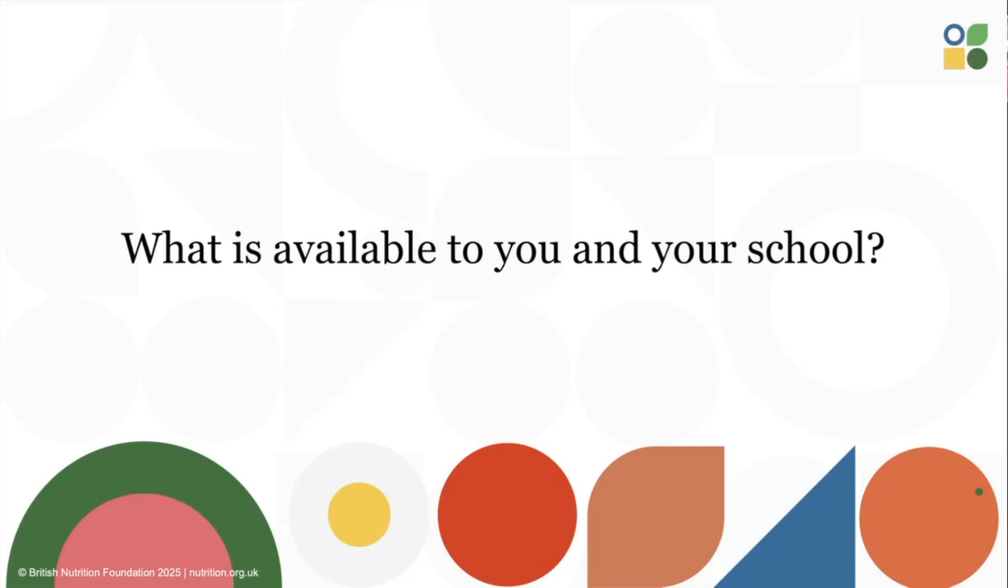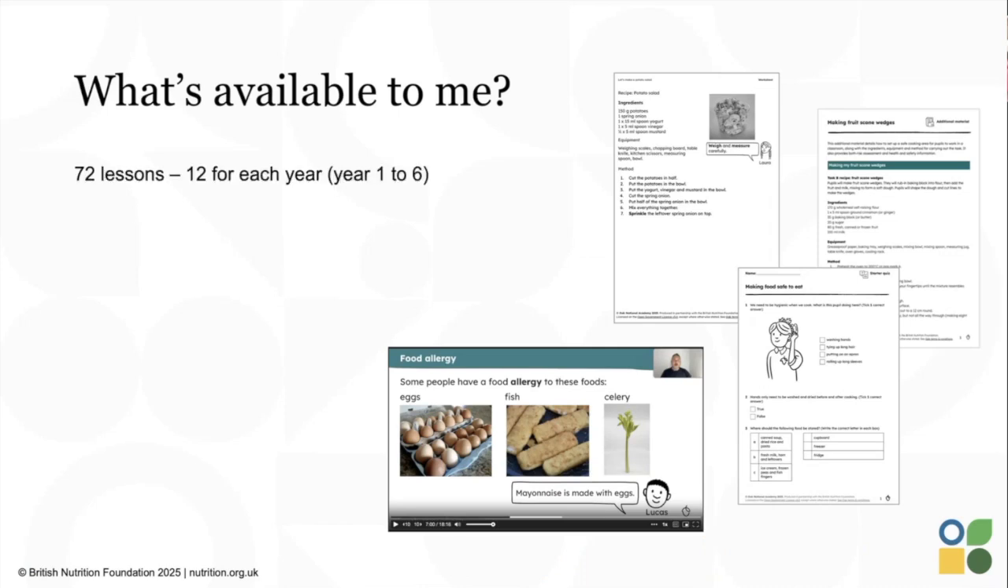Great, thanks, Frances. So what is available for you and your school? Let's have a quick look together, shall we? So there's a lot. As I mentioned, there's 72 lessons, 12 in each year. So that's in years 1 through to 6. And you can just see a variety of the different types of resources here. So you've got detailed curriculum plans that you can access, really helpful when you're putting together your scheme of work or your scheme of learning, as well as, for example, your lesson plans.